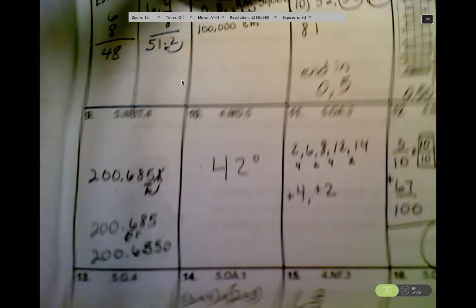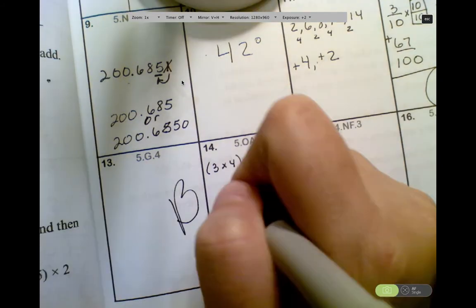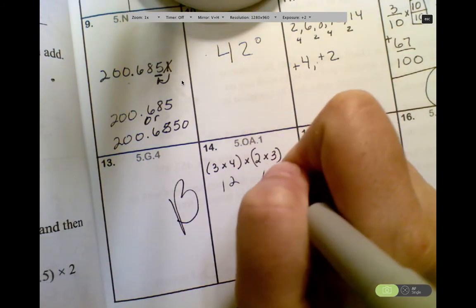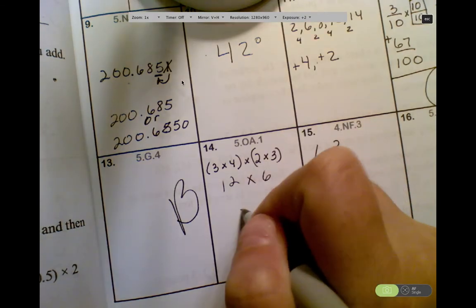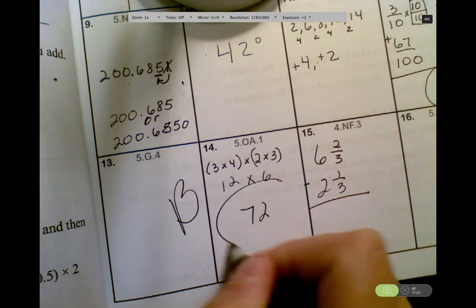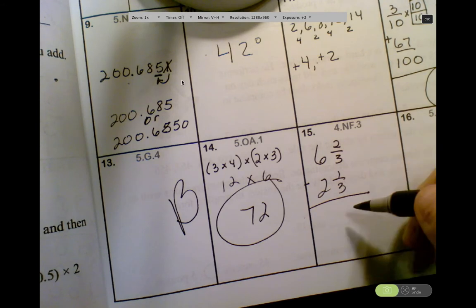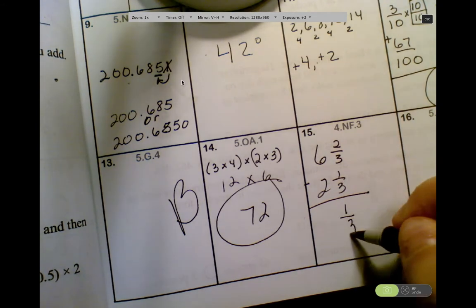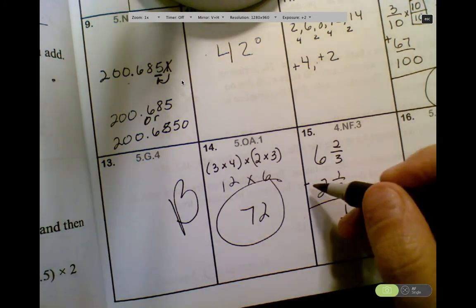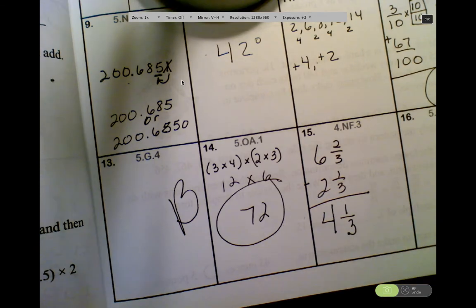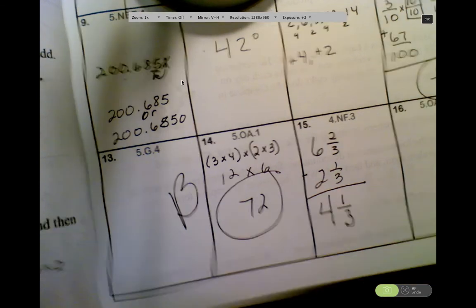Let's multiply. 3 times 4 is 12. 2 times 3 is 6. Multiply it together and you get 72. I'm ready to subtract. 2 minus 1 is 1. My denominator stays the same. 6 minus 2 is 4. 4 and 1/3.